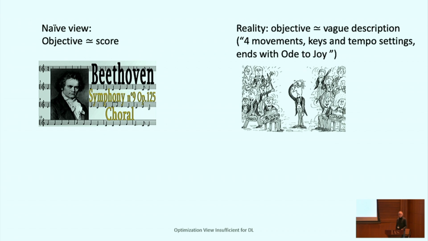And what I'm suggesting is actually maybe the objective that's written down is like a vague description of the symphony. Okay, it's got 4 movements. Here are the keys and tempo settings, and it ends with the choral part, which is the Ode to Joy. Something vague like that, and that's not really enough to know what the symphony was. And so, how does the training actually happen?